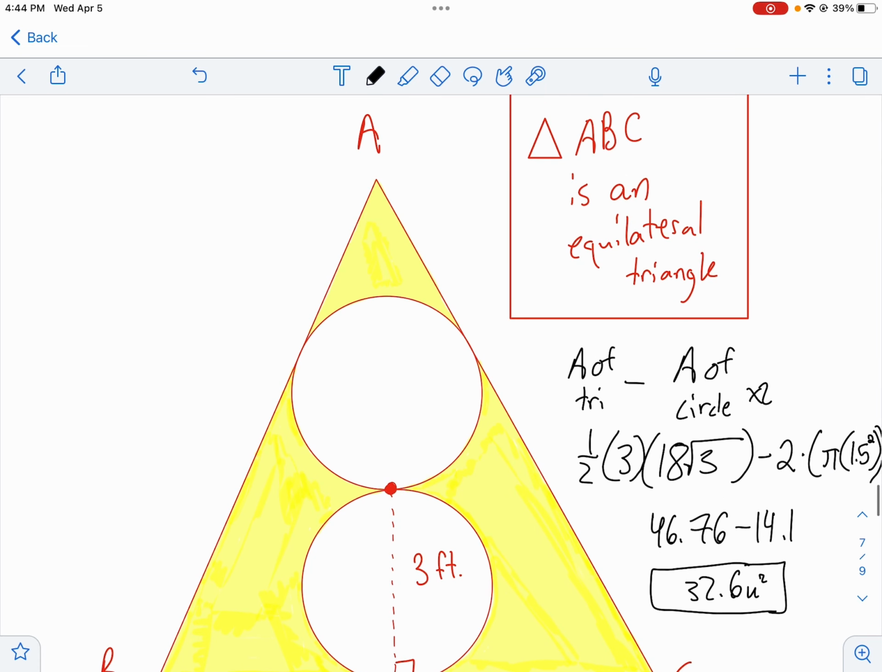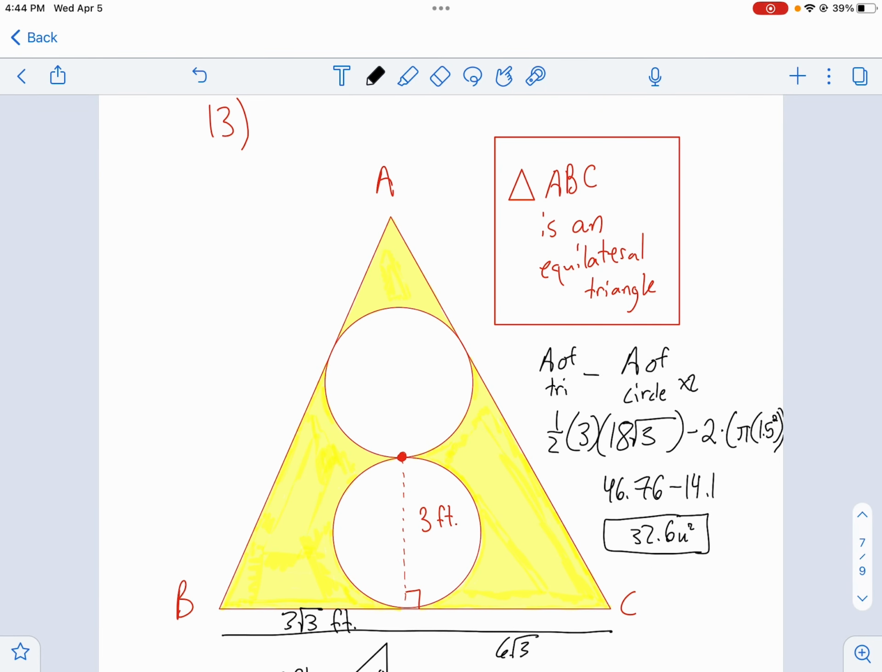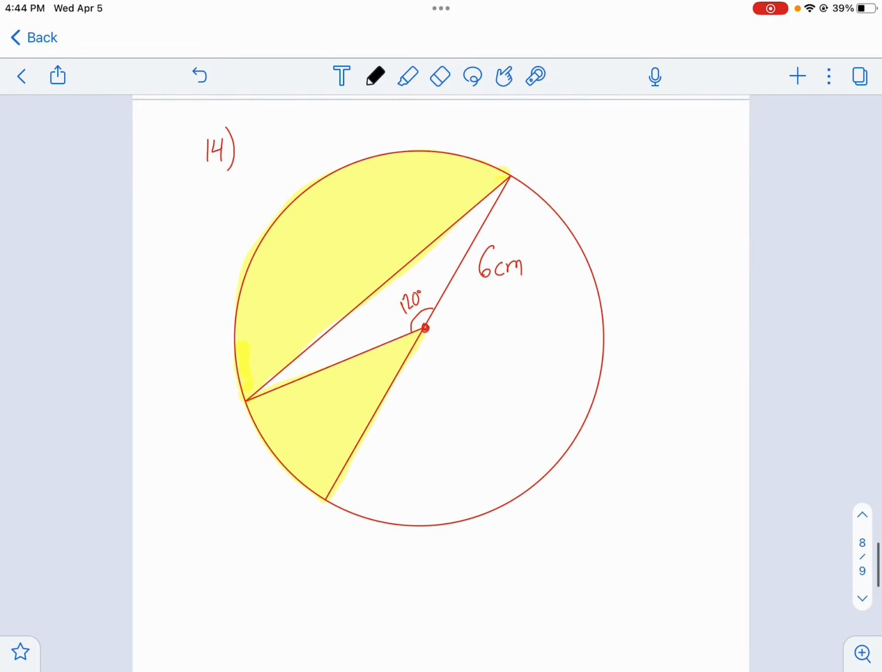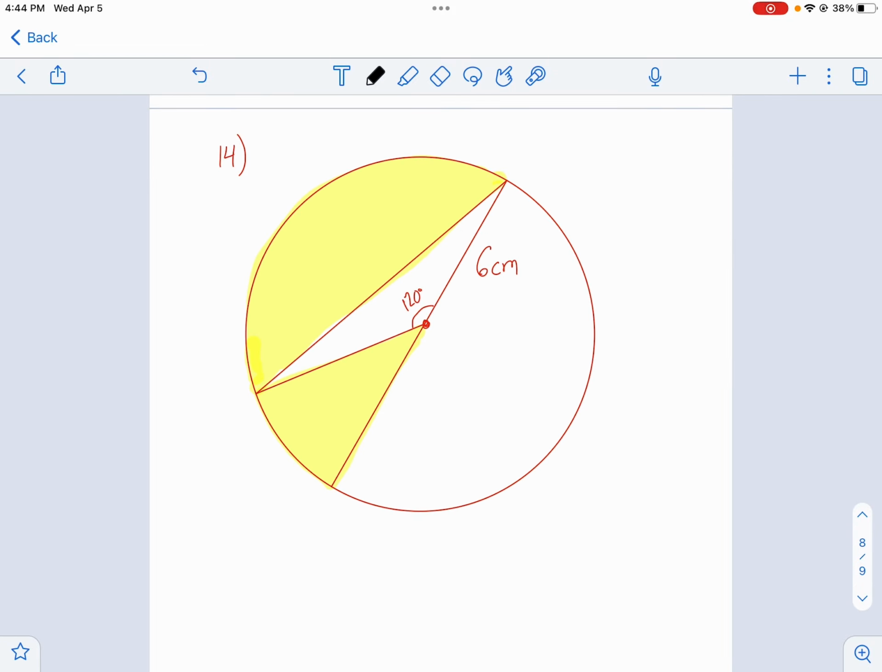Number 12, or number 13. So all I really need to do is some quick calculations. It's not too bad. Number 14, looks like I need to find an area of a sector minus an area of a triangle there. So we're in good shape. We know our radius is 6. That's good to know. And we know that central angle there is 120, which makes this a 60-degree angle. That's a good thing to start with.